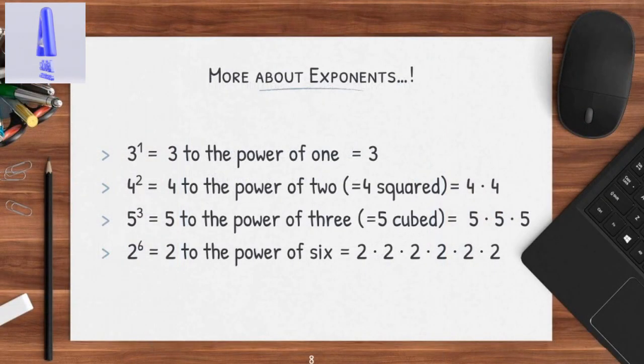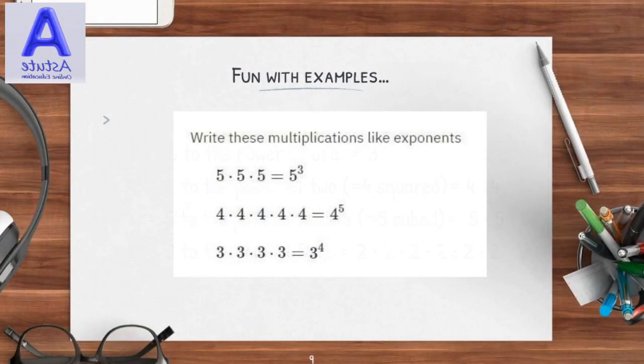More about exponents. 3 to the power 1 means 3 would be multiplied just one time. 4 squared means 4 will be multiplied by 4 two times. 5 to the power 3 means 5 would be multiplied by 5 three times. 2 to the power 6 means 2 would be multiplied by 2 six times.